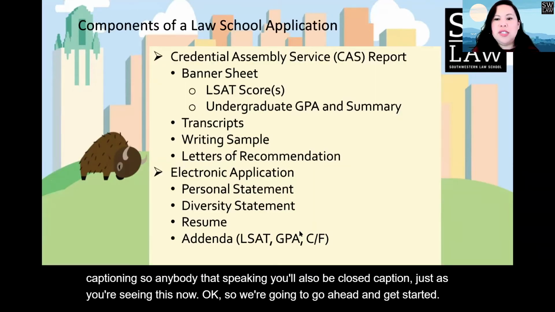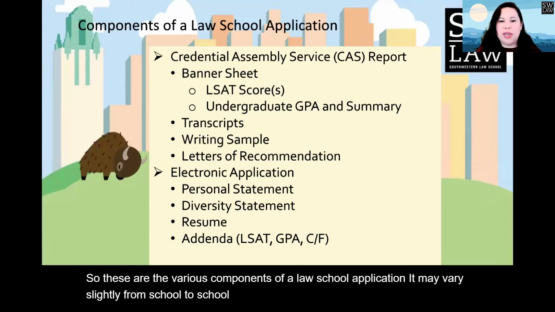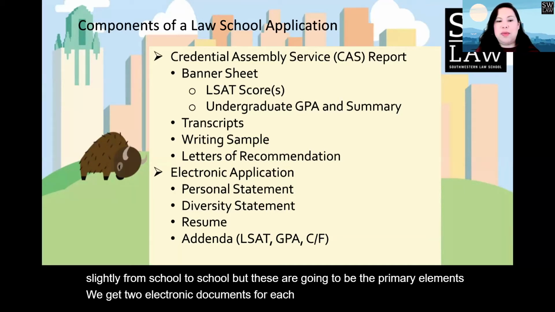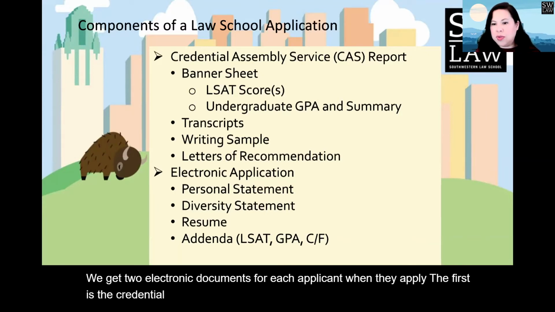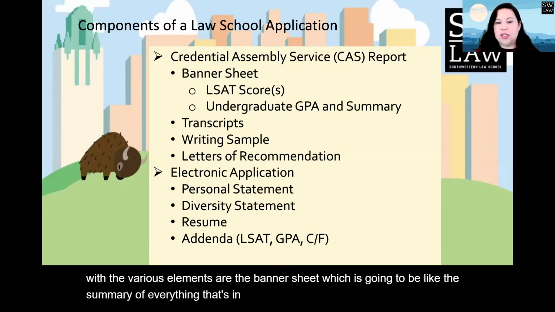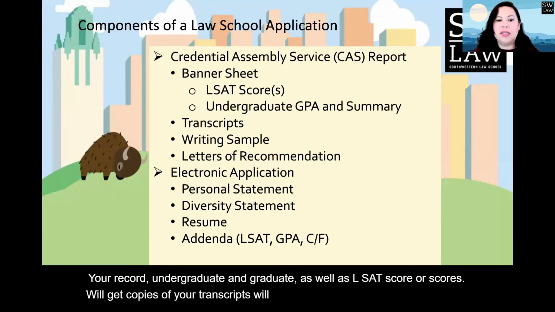These are the various components of a law school application. It may vary slightly from school to school, but these are going to be the primary elements. We get 2 electronic documents for each applicant when they apply. The first is the Credential Assembly Service Report, or CAS report, and it shows what the various elements are. The banner sheet is the summary of everything in your record, undergraduate and graduate, as well as LSAT score or scores. We'll get copies of your transcripts, copies of the LSAT writing sample, and your letters of recommendation are also part of the CAS report.